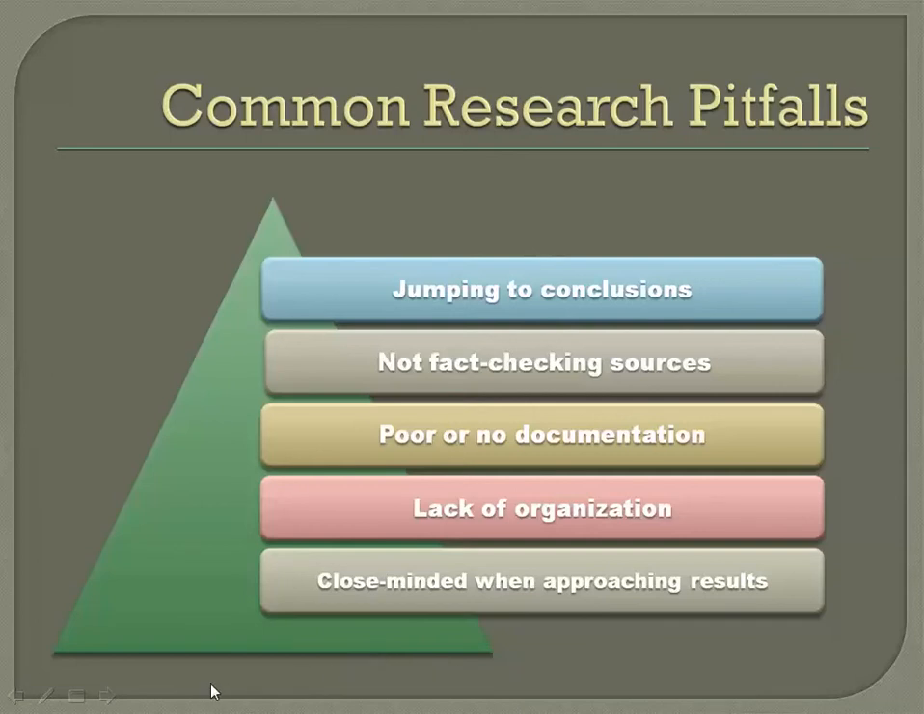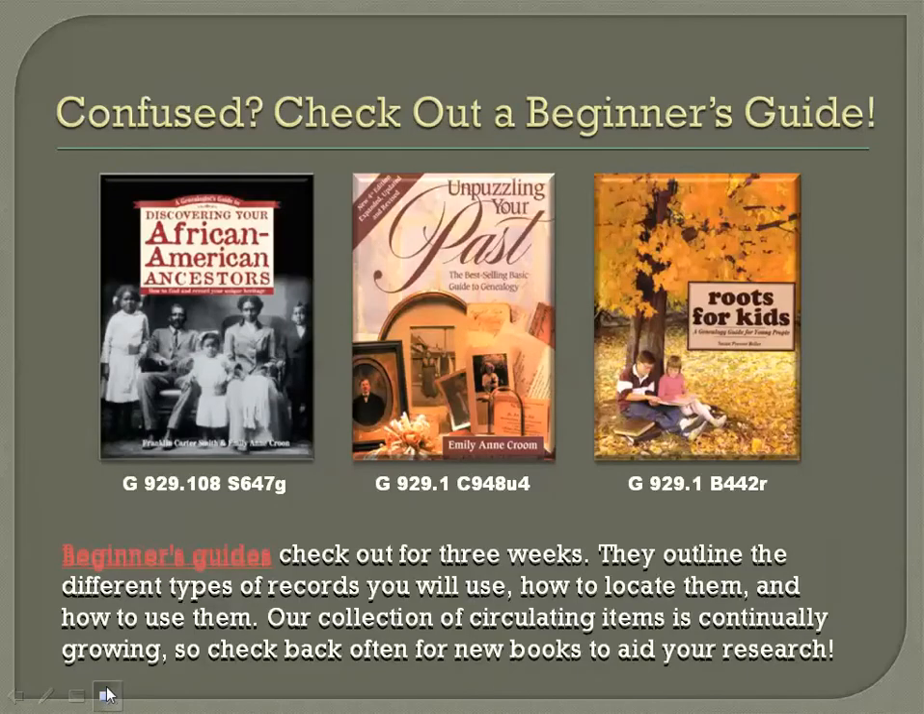Jumping into the genealogy research process can be intimidating, so if you're confused at any point by the information that you've received in this presentation, you might check out a beginner's guide. Beginner's guides check out for 3 weeks, and they outline the different types of records you'll use, how to locate them, and how to use them. We have a wide collection of circulating items, and it's continually growing, so you can always check with us to see if there are other resources that you can take home and study to refine your search approach a bit more. Some of the most popular circulating items in our collection are the 3 that you see here.